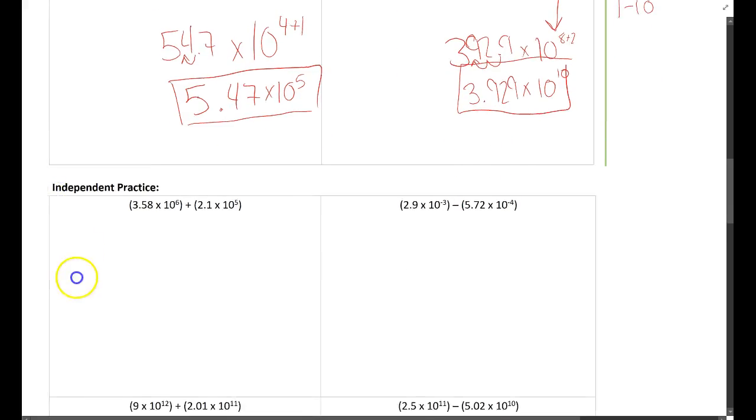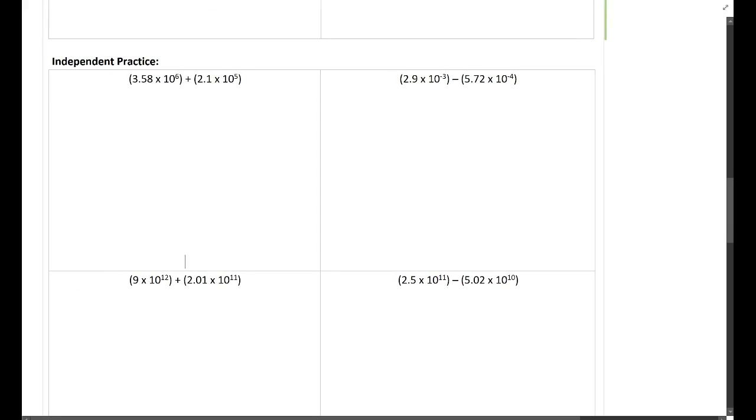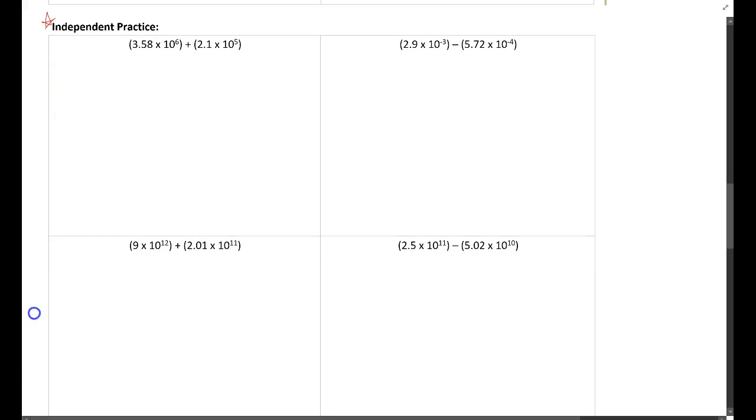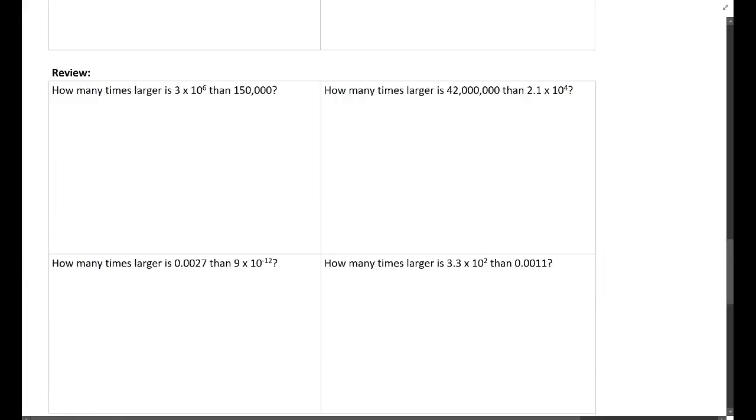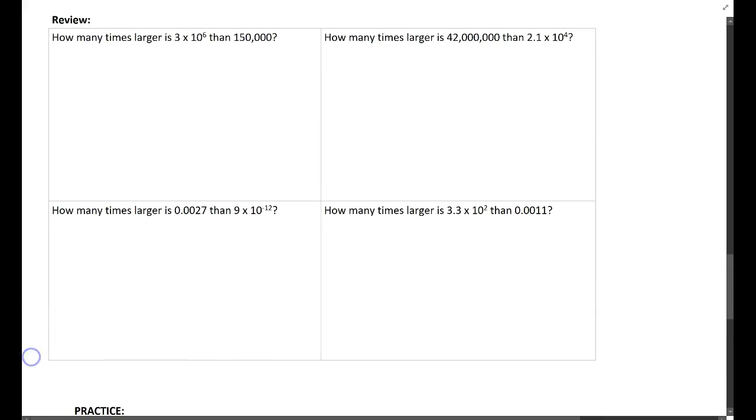So, using that, go ahead and come down. I know some of you have already done a few of these problems. They've been modified slightly. Do the independent practice. You're going to be doing this 100% silently. If you have questions, feel free to raise your hand. As you're working through this, in a little bit, we're going to come back together and work on these review problems.